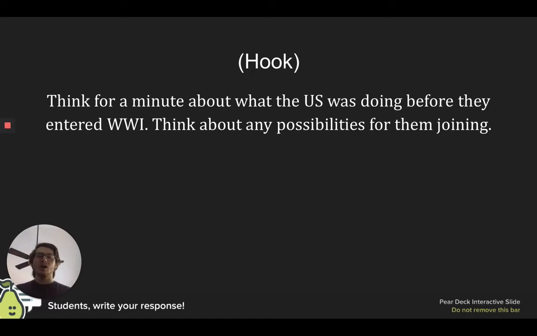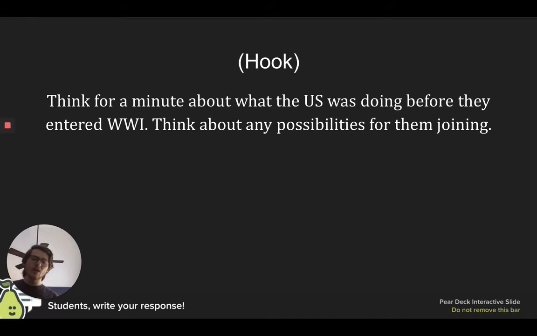So this is the first Pear Deck response, so fill it out as you see fit, but think for a minute about what the US was doing before they entered World War One. Just like all these battles were happening from 1914 to 1918, America doesn't join in until the last 6 months of the war. So think what's going on in the US at this time. What are they doing? What are they thinking?